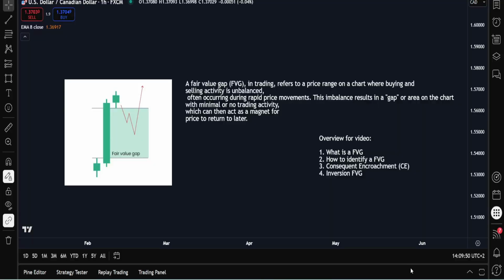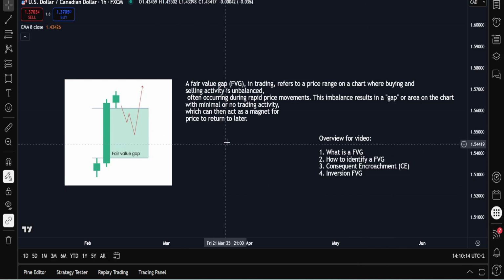What's good, everybody? In today's video, we're going to go over fair value gaps. We're going to go into what is a fair value gap, how to identify a fair value gap, consequent encroachments of a fair value gap, and inversion fair value gap. So let's start with what is a fair value gap.